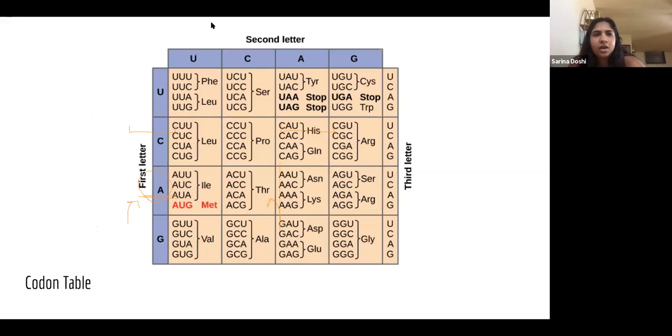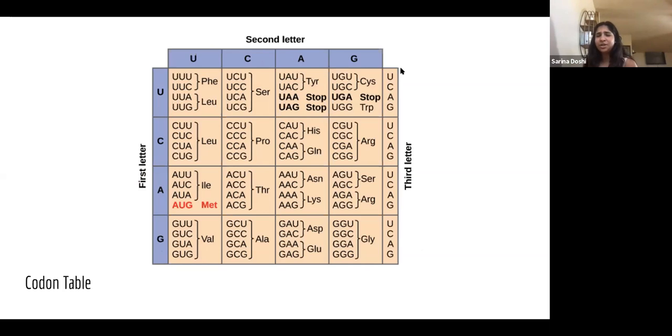Okay. So here is what I was talking about. There are 64, 1, 2, 3, 4, 1, 2, 3, 4. There are 64 different ways to organize these 4 letters. And this table basically shows you all the different ways. So your first letter can start with G, A, C, or U. Your second letter can either be U, C, A, or G. And then your third letter, all of them are over here.